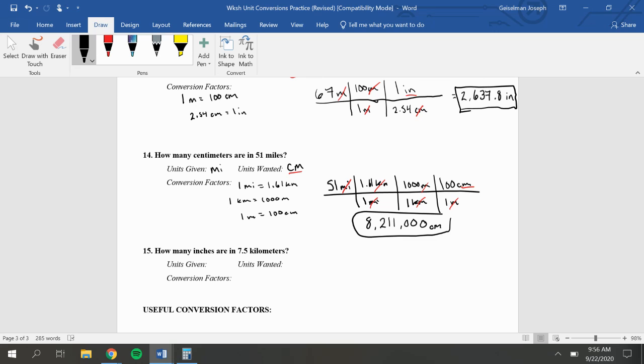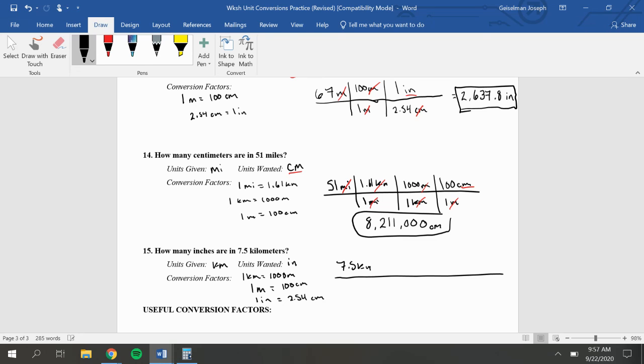The last one is how many inches are in 7.5 kilometers, and we're given kilometers to start. We want inches in the end. We know that 1 kilometer equals 1,000 meters. We know that 1 meter equals 100 centimeters. And we know that 1 inch equals 2.54 centimeters. So we'll set this one up.